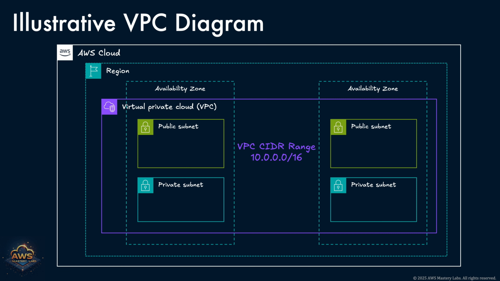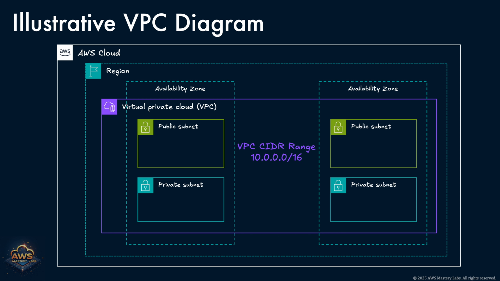This illustration presents a well-architected Amazon VPC, designed with best practices in mind for security, scalability, and high availability. At the core, we see a VPC defined with a CIDR block of 10.0.0.0/16, providing a broad IP address range to accommodate a wide variety of resources.